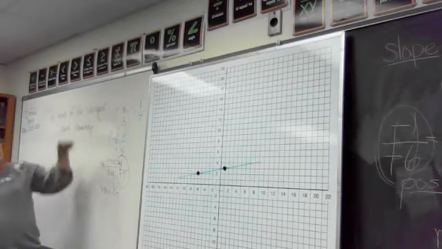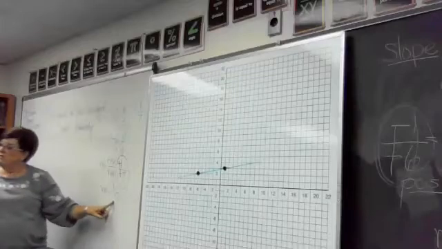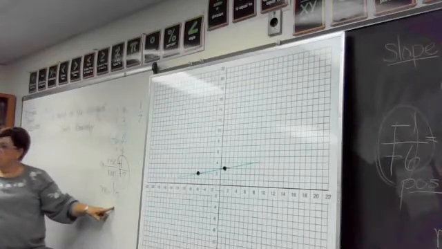If you end up with a negative slope but a positive number here, then go find out what's wrong because it's not right. Is everybody okay?